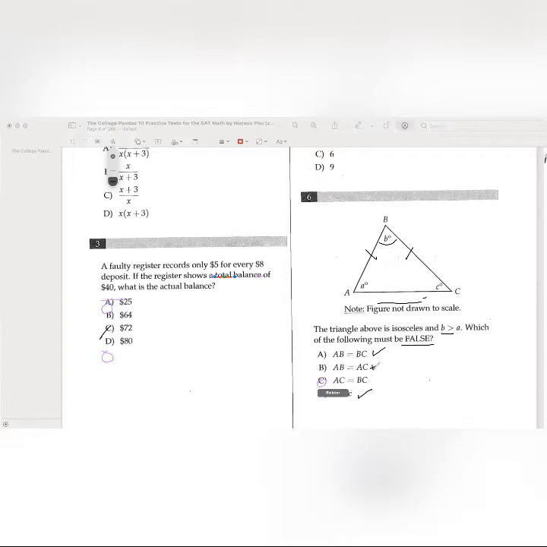That should be correct, right? Yeah, and then, no, C is false. Yeah, C is false. Oh, yeah.